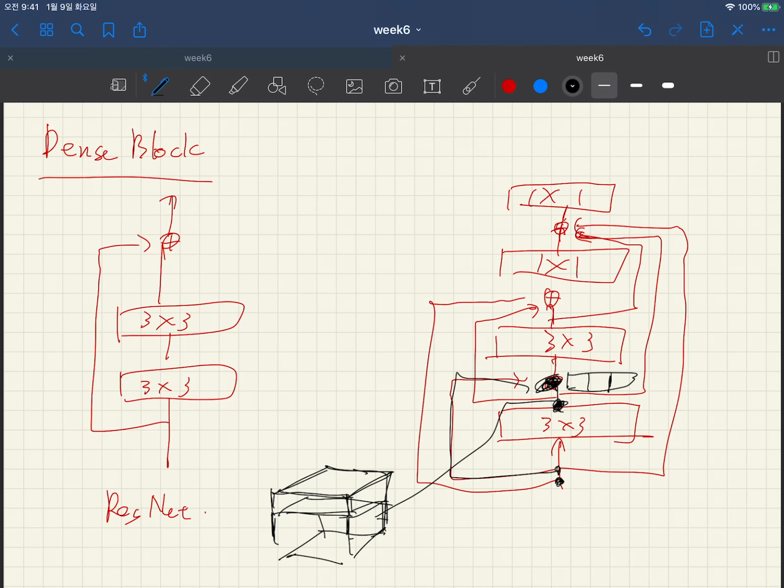Actually, this idea was first used in GoogLeNet, the Inception network. We already learned it from the Stanford 231 video.